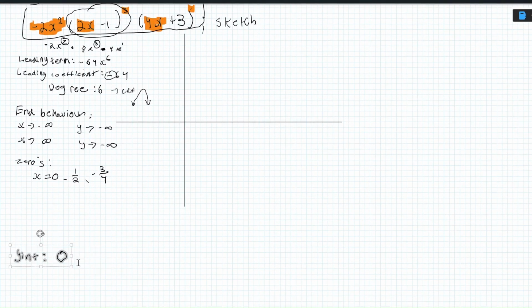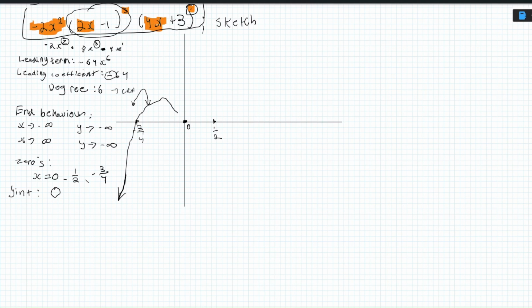Now we have everything we need to sketch. We plot our zeros at minus 3 over 4, 0, and 1 over 2. Following our end behavior, we start our line from the bottom left, slice through minus 3 over 4 because its bracket has an invisible exponent of 1. We curve back down to hit the origin, but since the x equals 0 root comes from x squared, it's an even multiplicity. This means we bounce right off the x-axis like a trampoline.